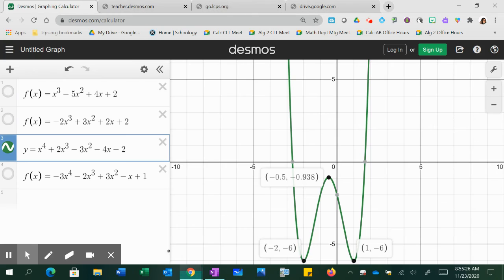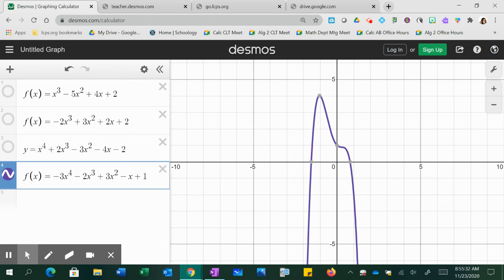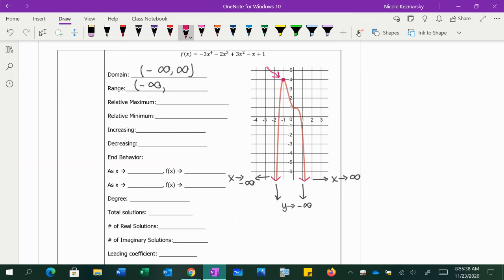But we're going to have to go to the graph itself in Desmos to figure out what the actual y value is. So I'm going to tap on the graph, and we get 4.026. So we're going to say 4.026 with a bracket because that point is actually on the graph. So that's also the relative maximum. So we can say y equals 4.026.